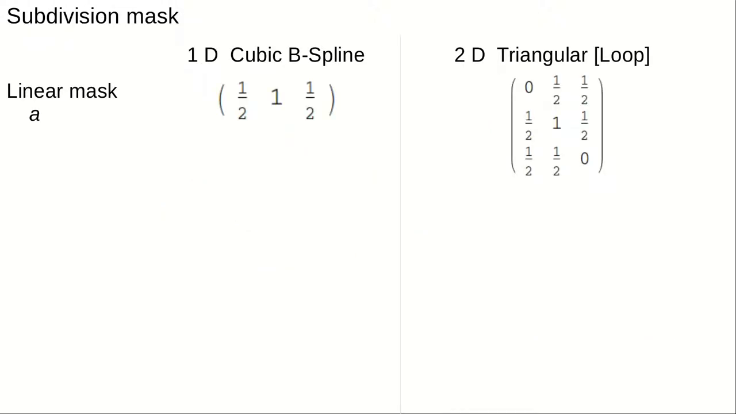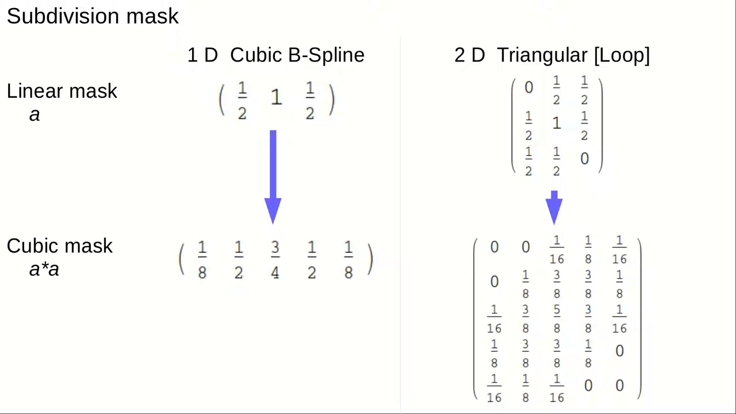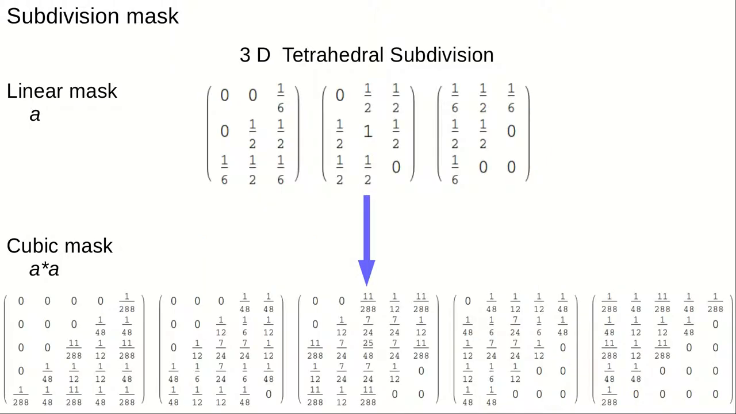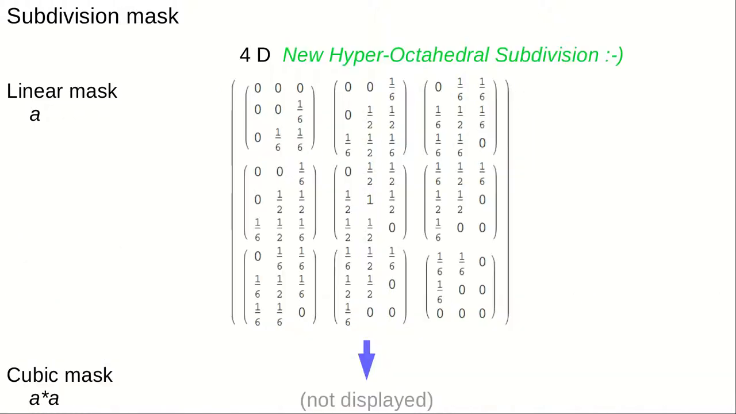The definition results in the following arrays, here displayed for 1D and 2D. List convolution of the linear mask with itself gives the masks for cubic subdivision. Here we show both the linear as well as the cubic mask for the tetrahedral octahedral lattice. And finally, the linear subdivision mask for the four-dimensional simplex grid.